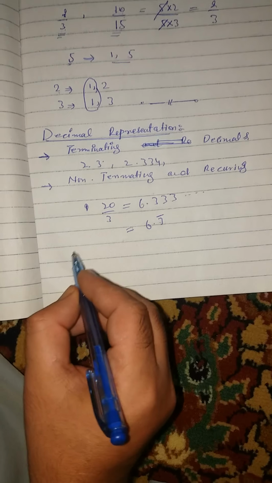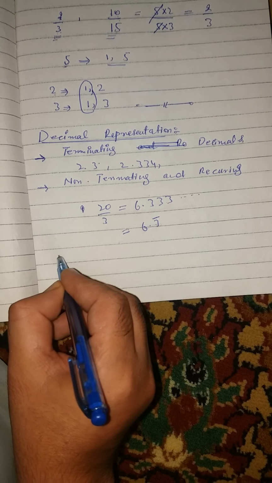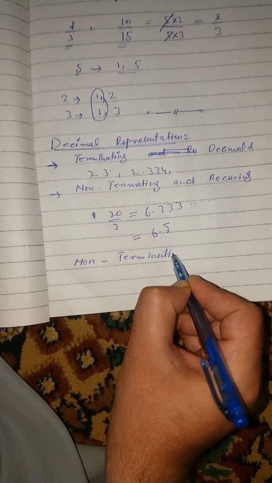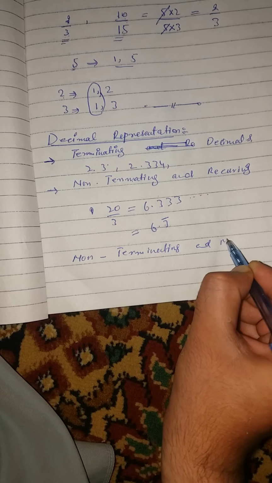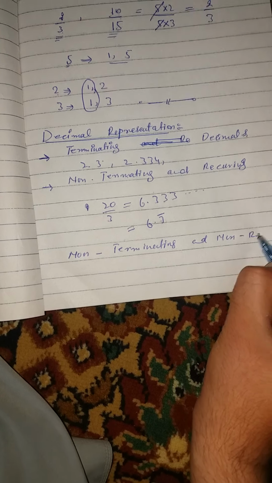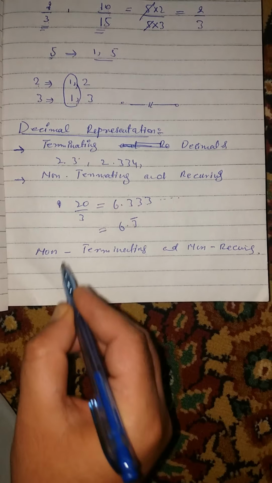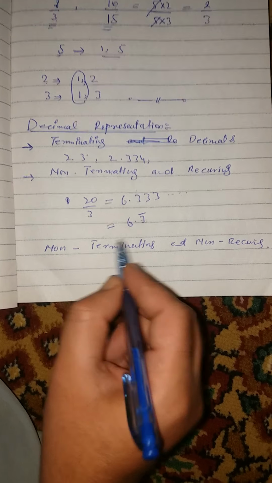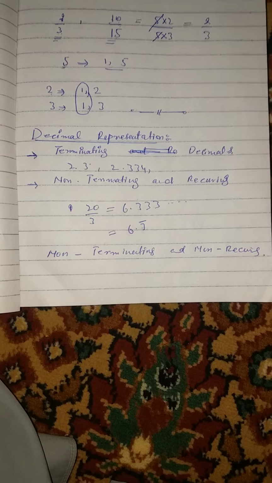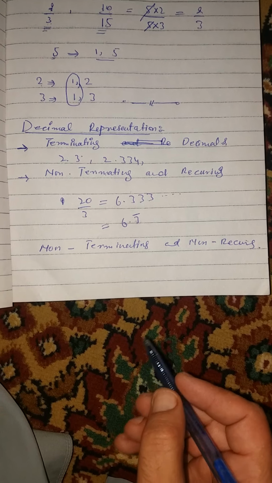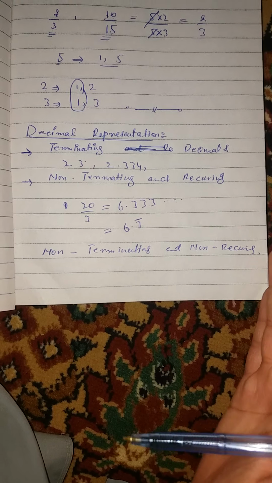So the last final case is non-terminating and non-recurring. Non-terminating means the decimals are not terminating, going on to infinite decimal places. And non-recurring means it is not reoccurring.